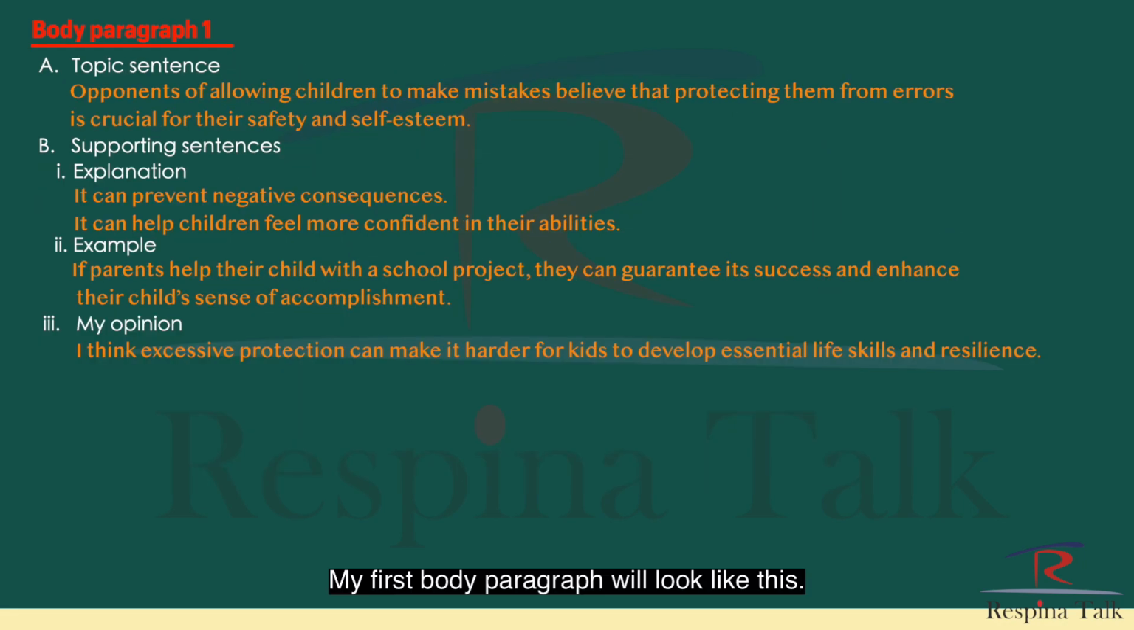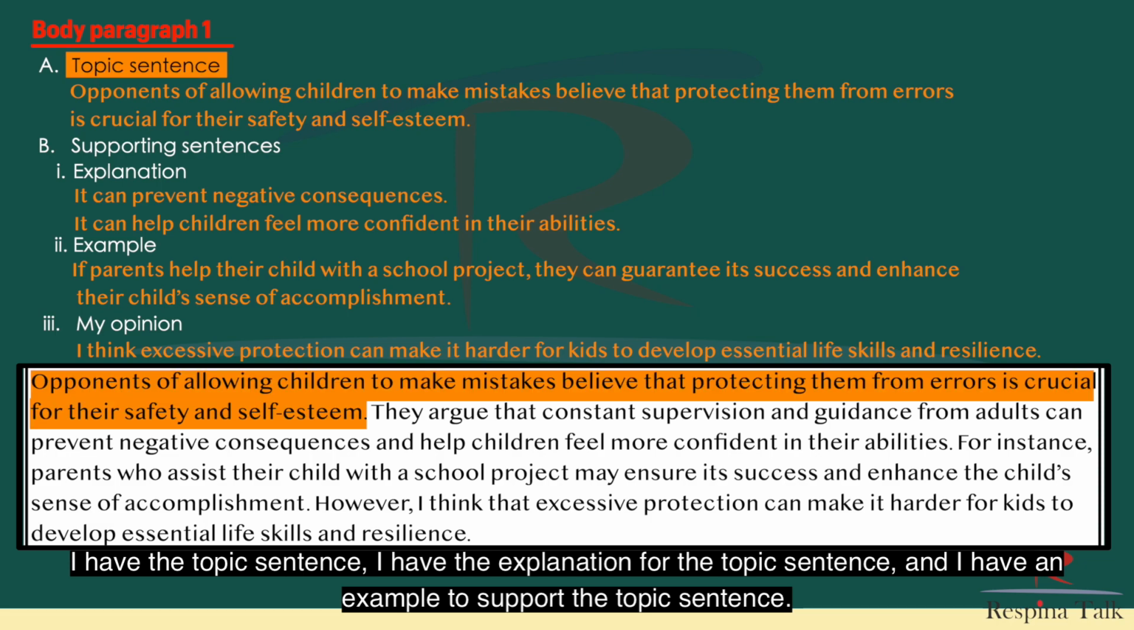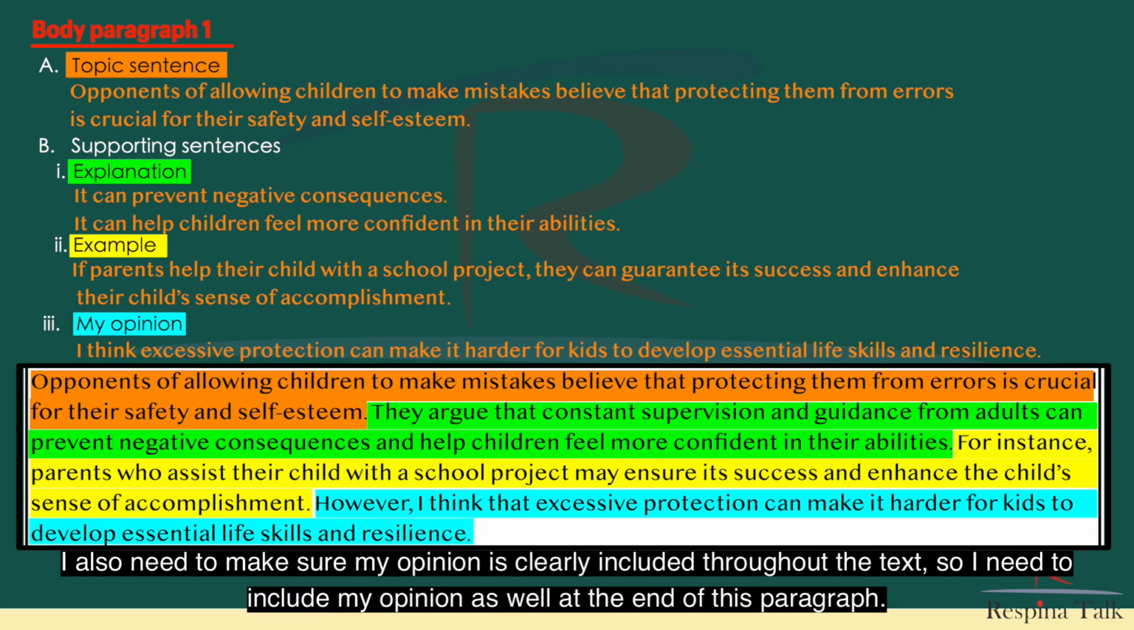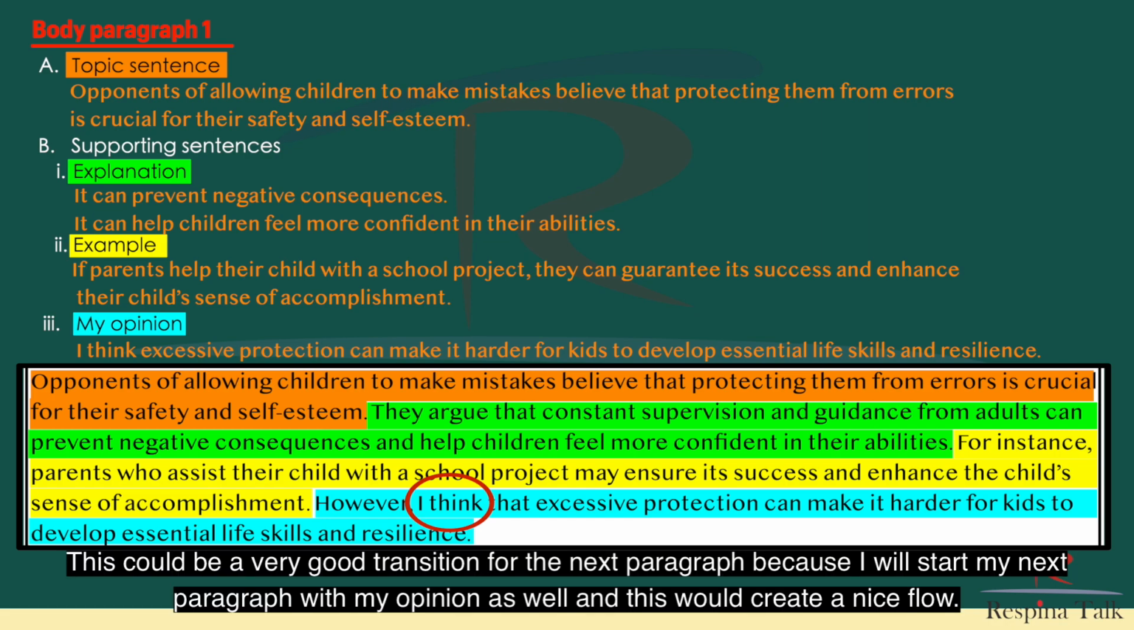My first body paragraph will look like this. I have the topic sentence, I have the explanation for the topic sentence, and I have an example to support the topic sentence. I also need to make sure my opinion is clearly included throughout the text, so I need to include my opinion as well at the end of this paragraph. This could be a very good transition for the next paragraph because I will start my next paragraph with my opinion as well, and this would create a nice flow.